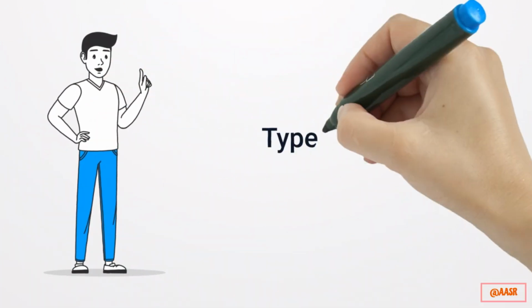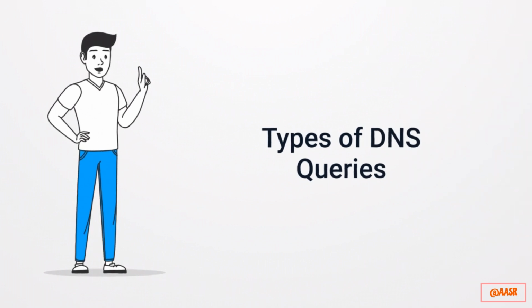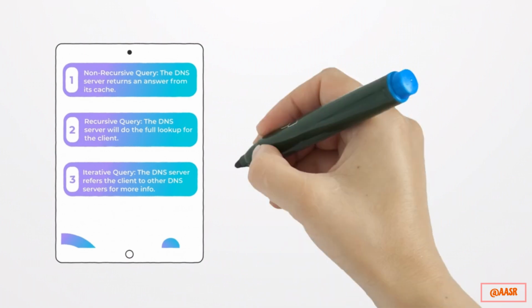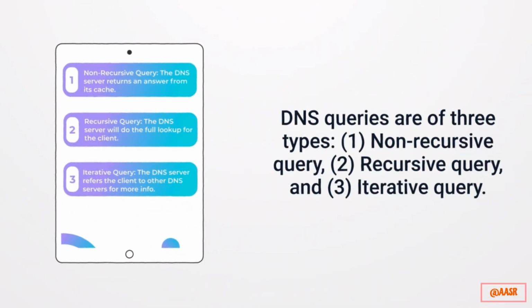What are the different types of DNS queries? There are three types of DNS queries as shown here: non-recursive, recursive, and iterative query. In the non-recursive query, the DNS server returns an answer from its cache. In the recursive query, the DNS server will do the full lookup for the client. In the iterative query, the DNS server refers the client to other DNS servers for more info.